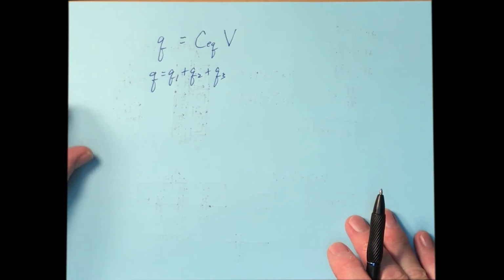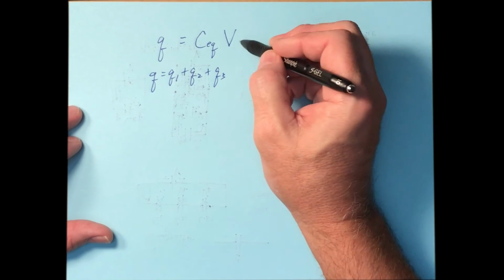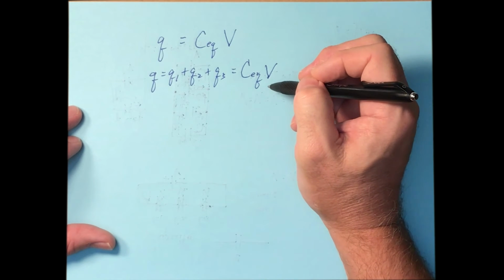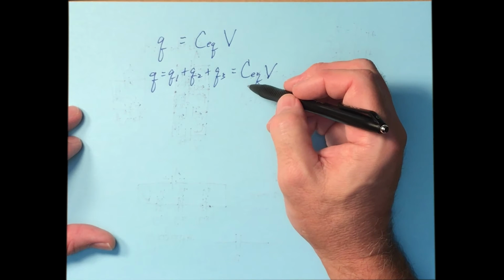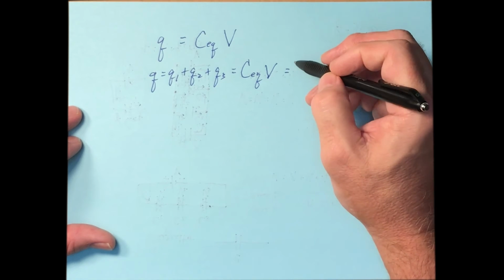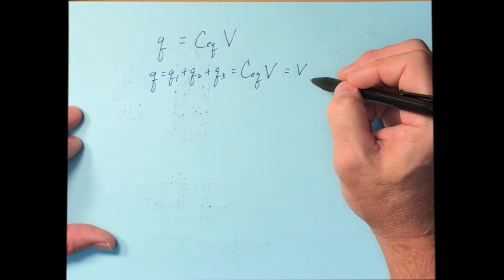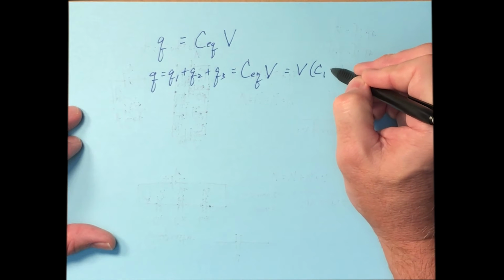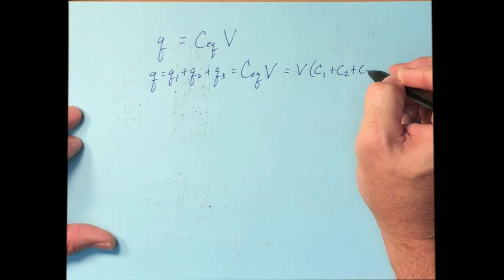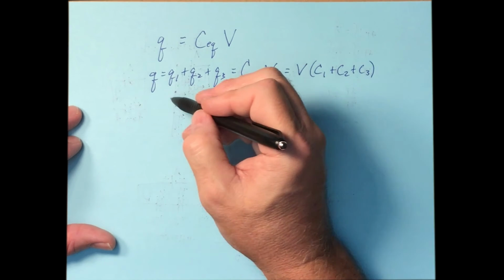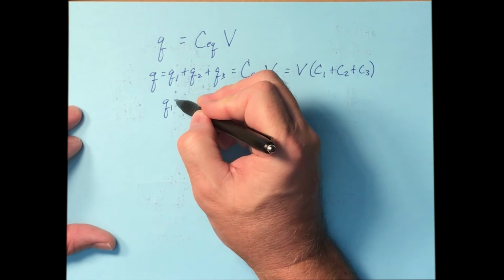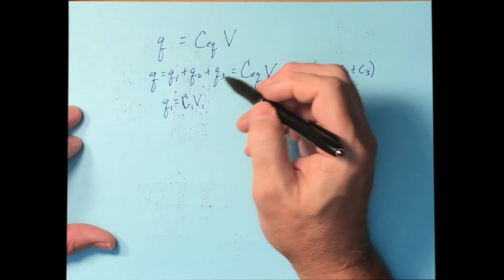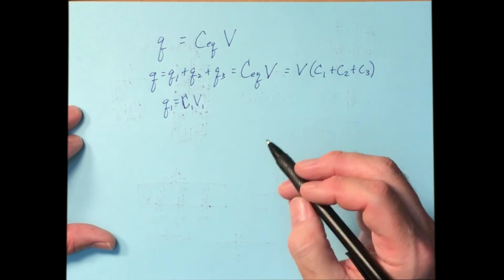All right? But that Q is also equal to this stuff up here, C equivalent times V. All right, what does that mean? Well, if I were to factor out the V here and say C equivalent is C1 plus C2 plus C3, then this Q1 is just C1 times V1. Remember the capacitor equation.